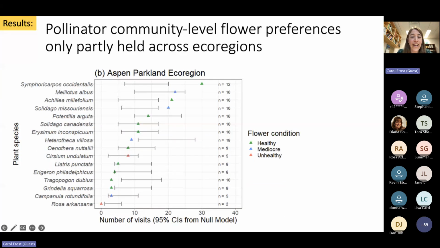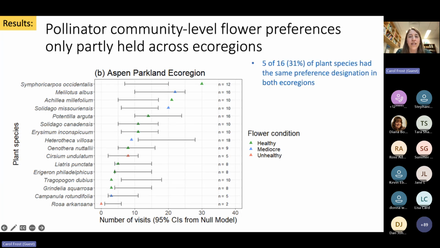Moving to the Aspen Parkland, again, there were some preferred and some unpreferred species, lots of neutral species. But Symphoricarpos occidentalis and Achillea millefolium were again significantly preferred, but this time the other one was prairie goldenrod. So this allows us to answer that question: do preferences hold across contexts? Not really was the answer.